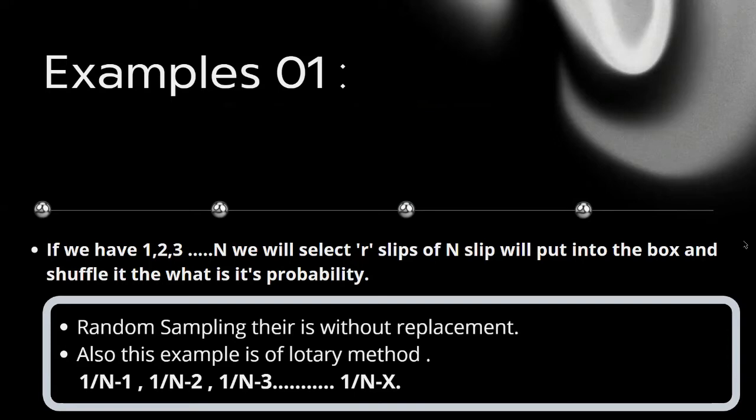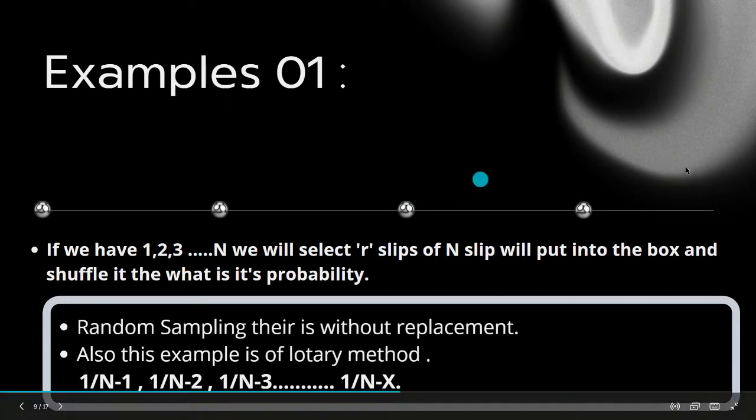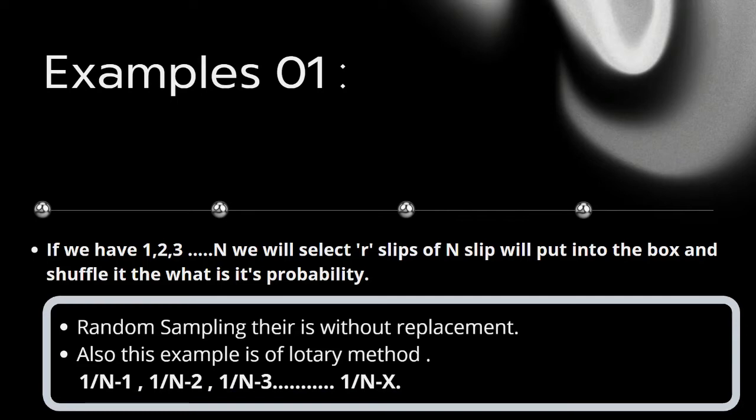Moving on to the examples, if we have 1, 2, 3 till n, we will select r slips out of n slips. We'll put them in a box and shuffle it. What is its probability? Random sampling here is without replacement. Also, this example is of the lottery method. Next slide, please.